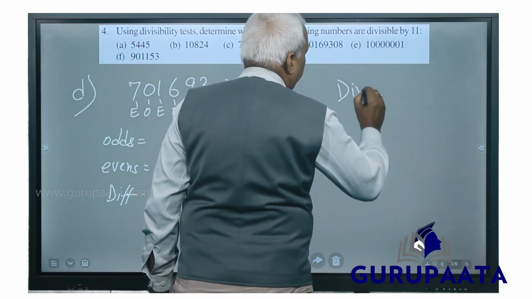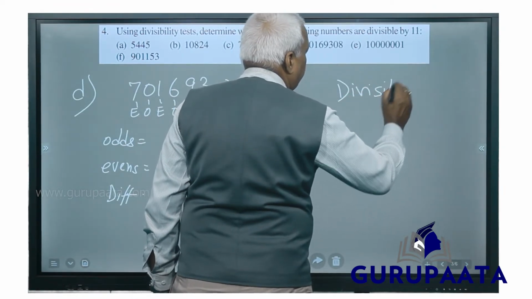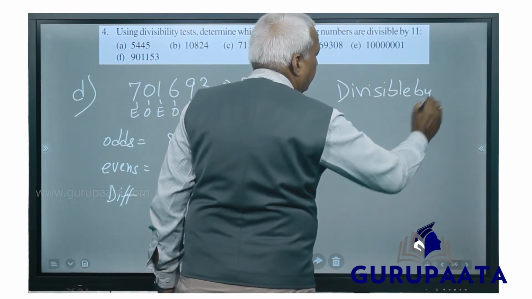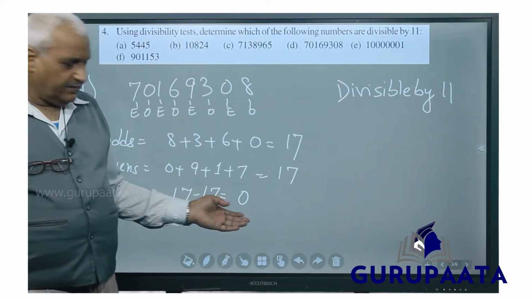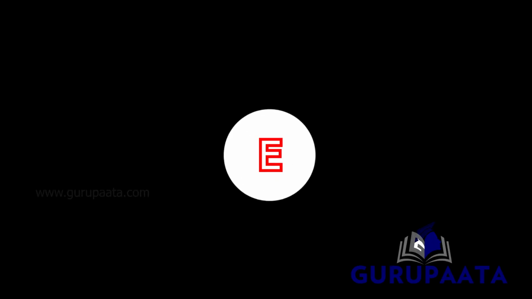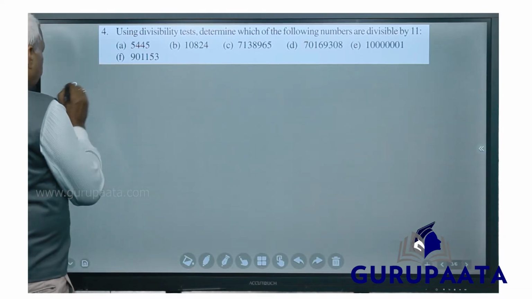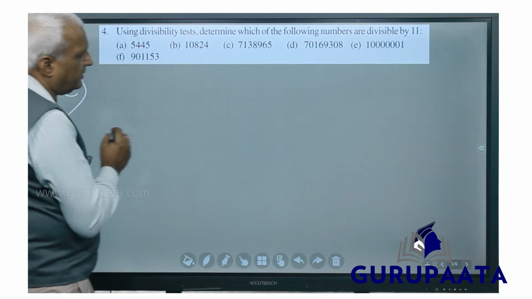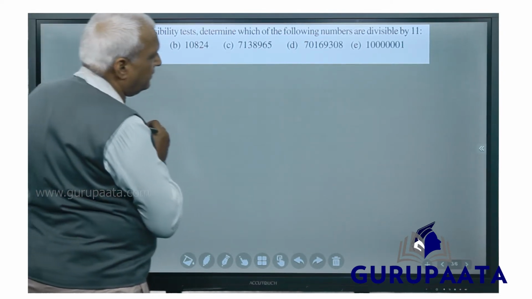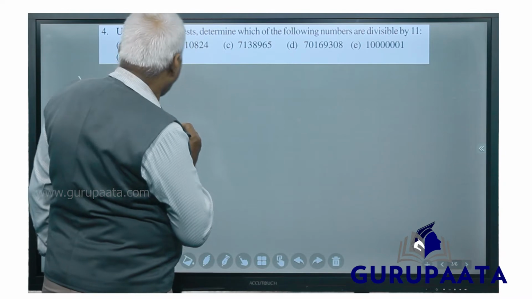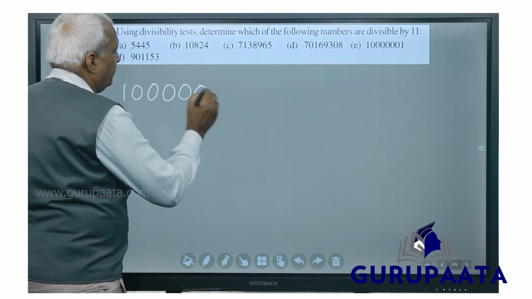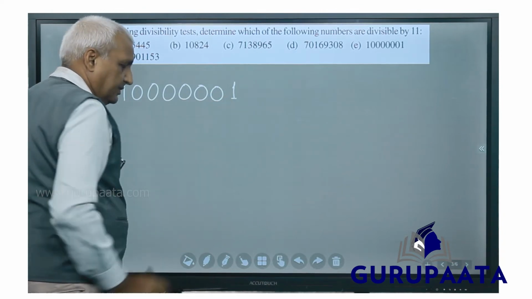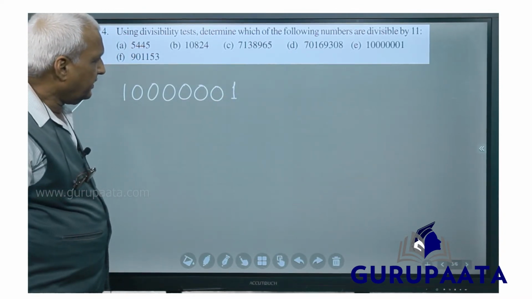Answer is divisible by 11, as the difference is 0. We will take now E. This is the number, 1, 2, 3, 4, 5, 6 times 1 and 1.